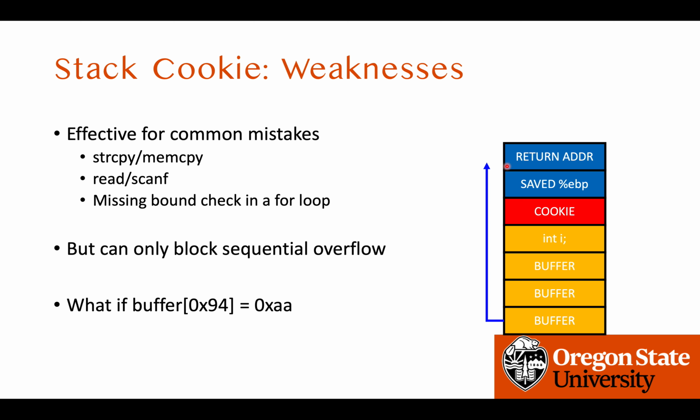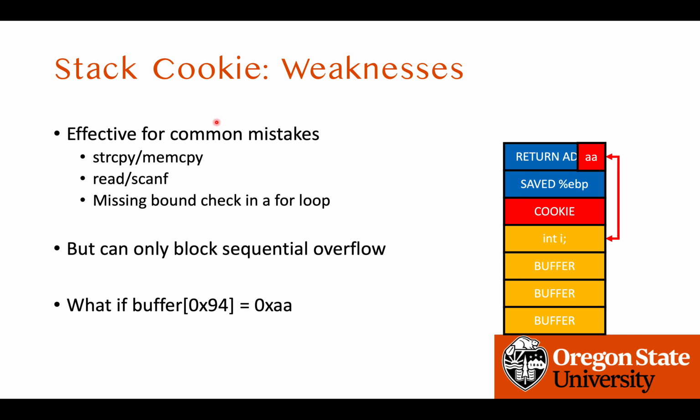However, if you can alter the buffer index, for example, if there's a local variable index i that points to where we access the buffer, then it could eventually overwrite this value too. And if we can change that value to point out of the index, skipping the cookie and directly pointing to the return address or something.